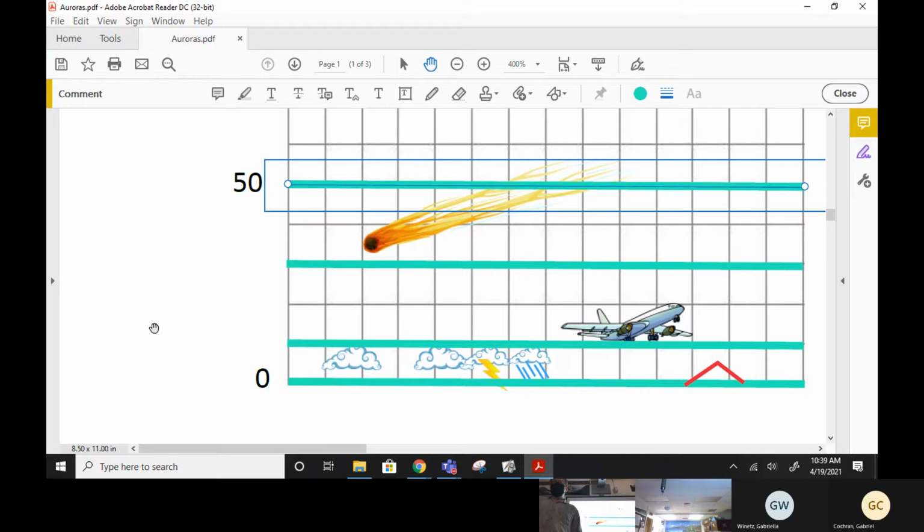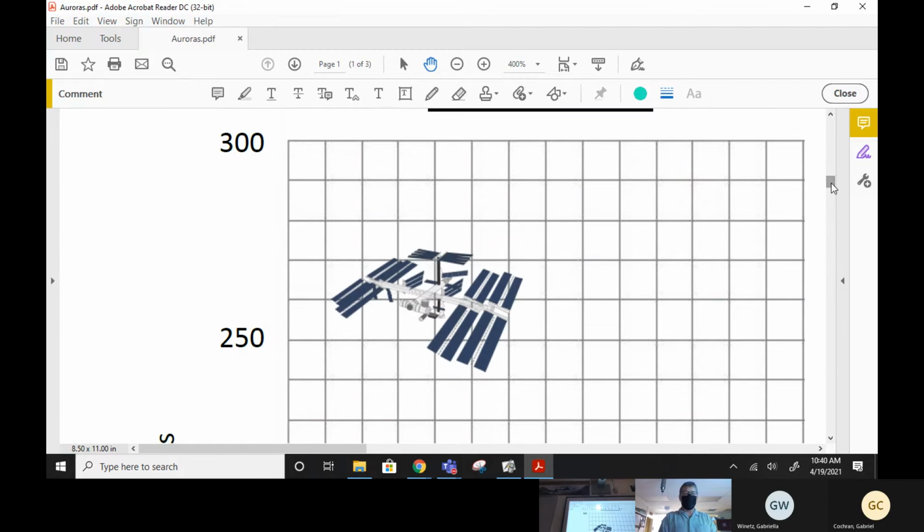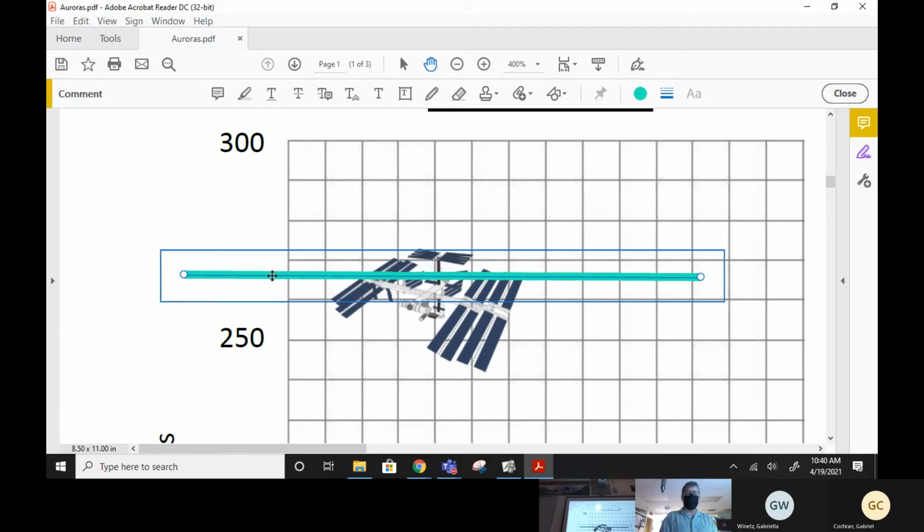And then from 50, we jump all the way up to 300. This is a very thick layer. And once you get up to that 300 mark, you've basically left the Earth's atmosphere and you're now in outer space.